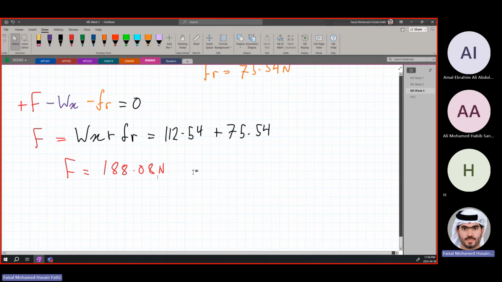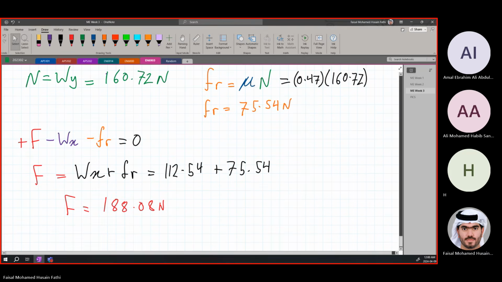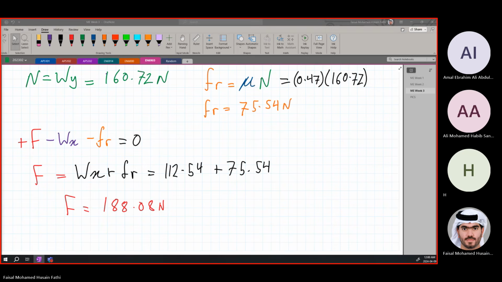My mistake was that I did not consider the directions properly. I did not consider the angle properly. And because I didn't consider the angle properly, this is how I got slip. Is this clear?